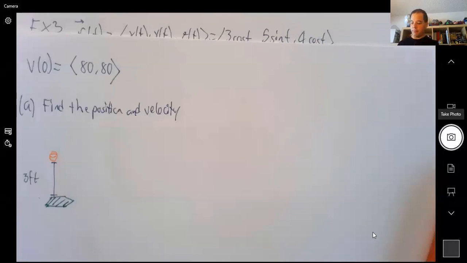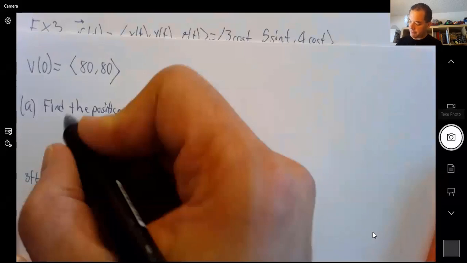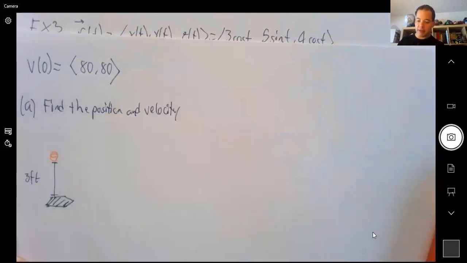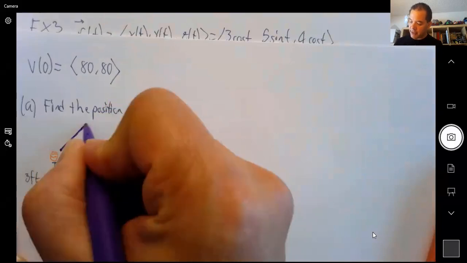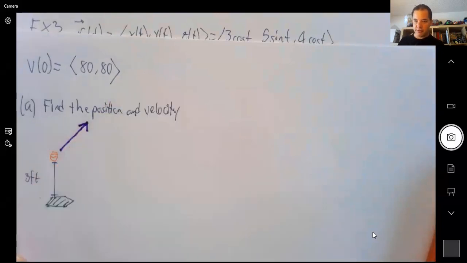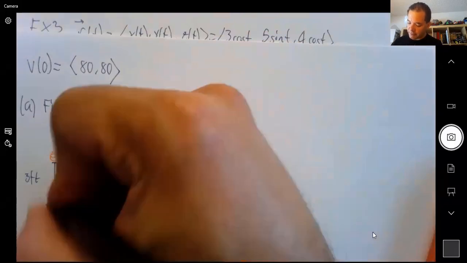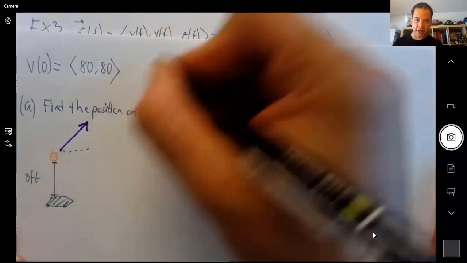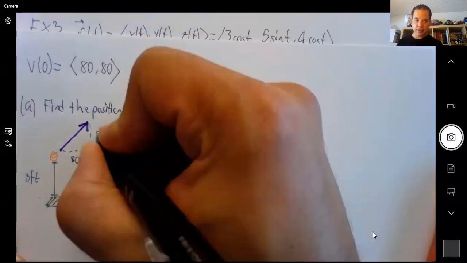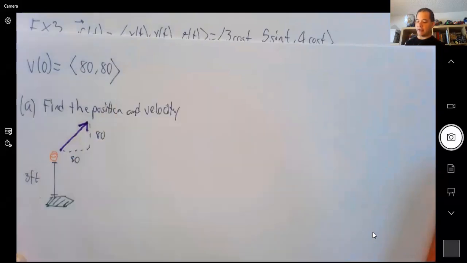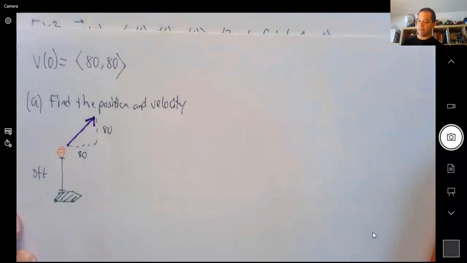Okay, so there's home plate and 3 feet above, and we're hitting it with an initial velocity of 80, right? So we're hitting this, where this is, and obviously this is not the same scale, because that would be a super gigantic vector. It wouldn't fit on my book. But this is 80 and this is 80. So we're 80 in that direction, 80 in that direction, and then boom, right?